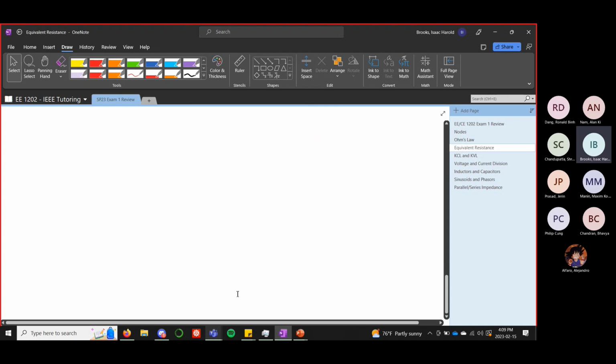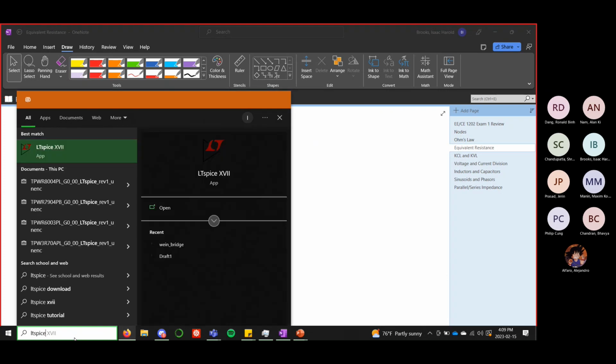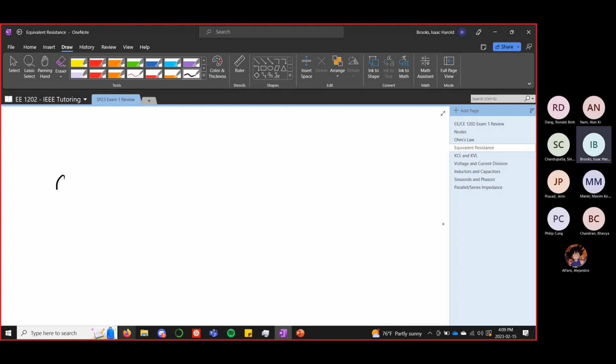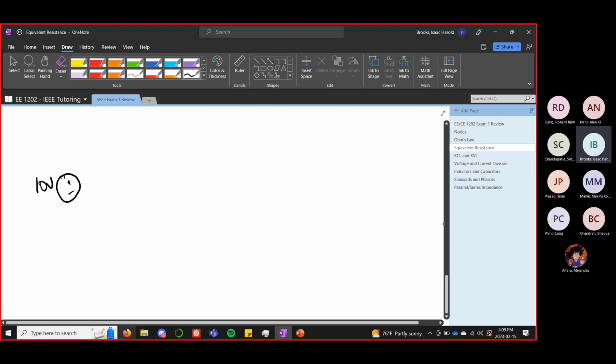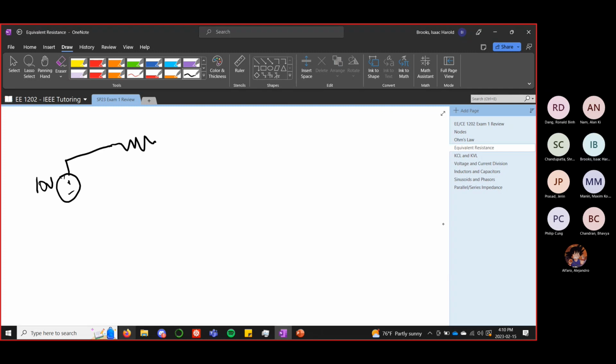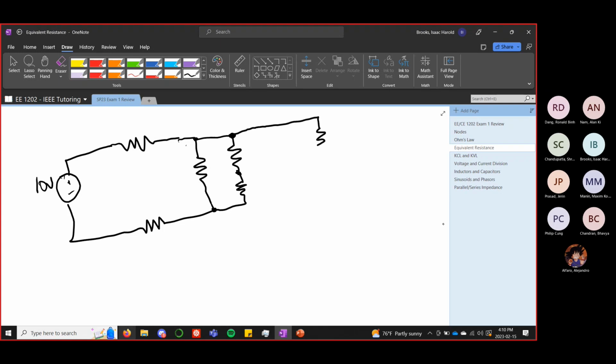So let's just draw some resistors out. No, that's going to take too long. Let's draw. Okay, let's say that this is a 10 volt source. We have one resistor, and let's call this one 100. I'm just not going to write the ohms because we don't have time for that.